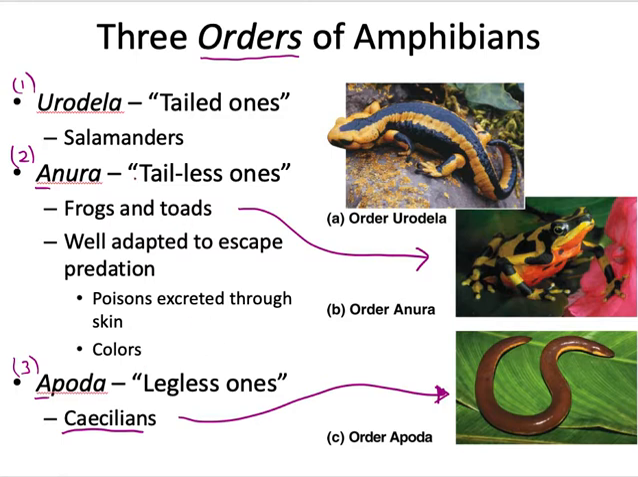And then we have our salamanders. Salamanders have both legs and tails. They are called Urodela. So they don't have a lack of any particular body feature. So Urodela has tails and legs, and so that would be our salamanders.